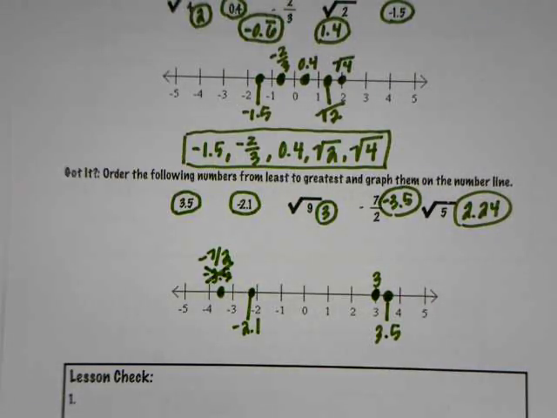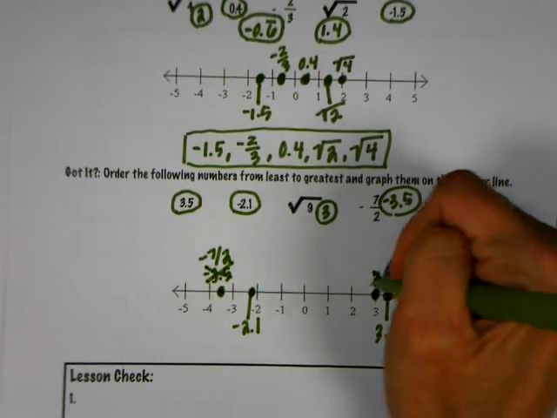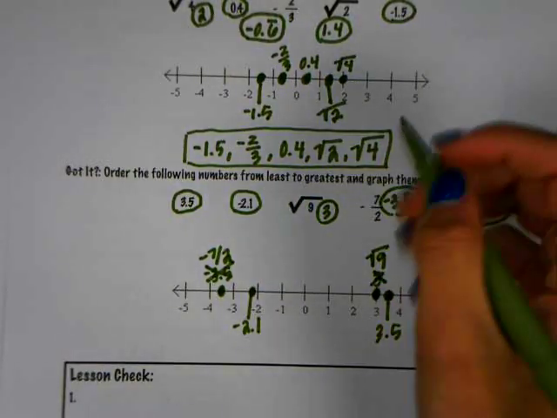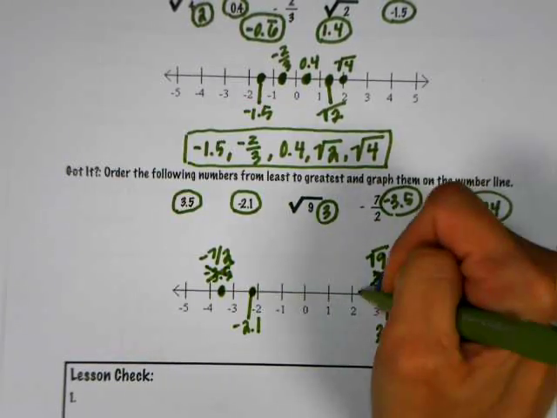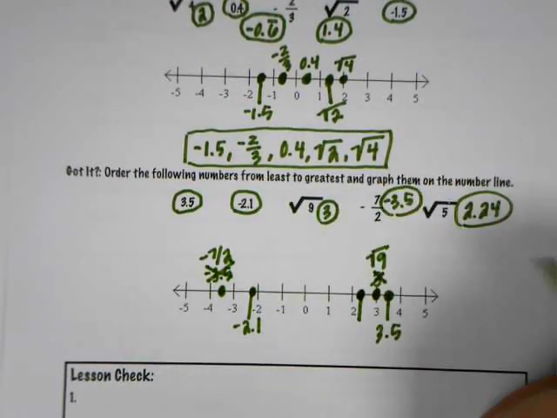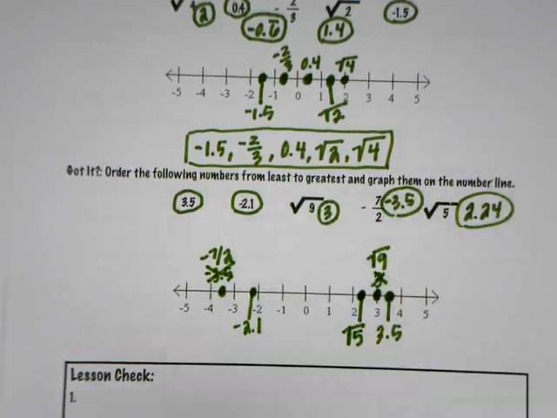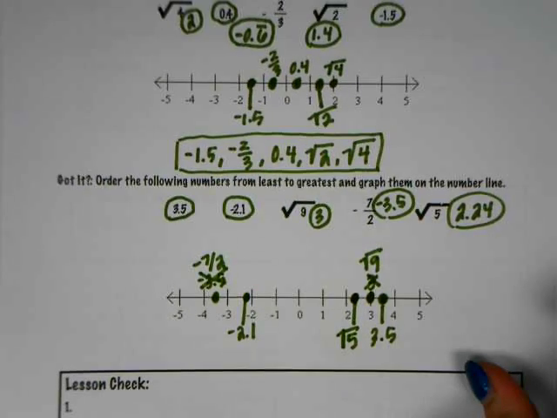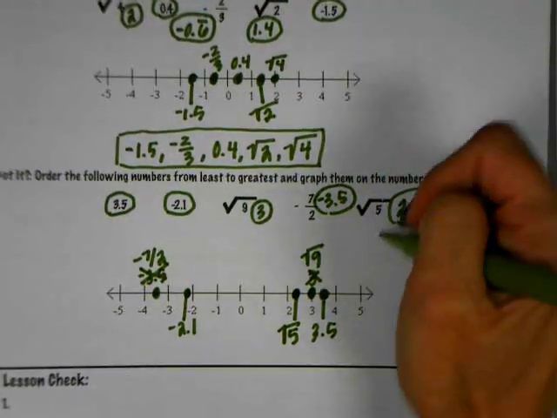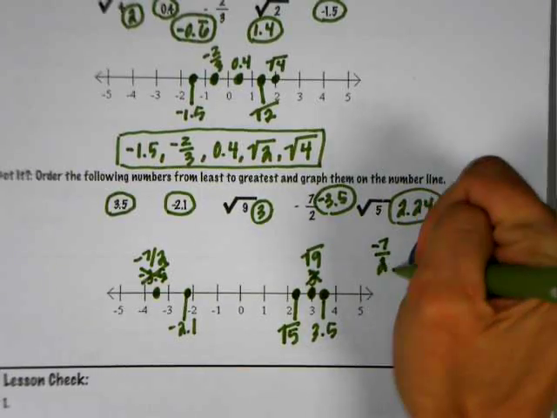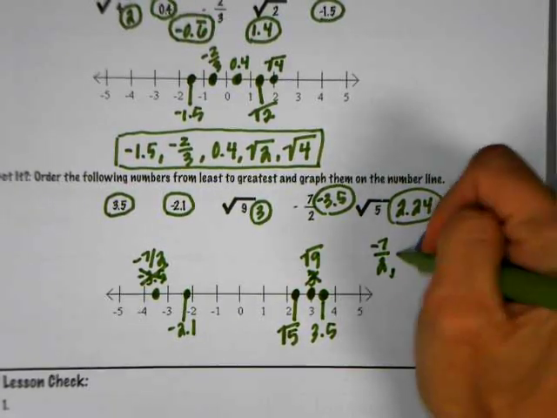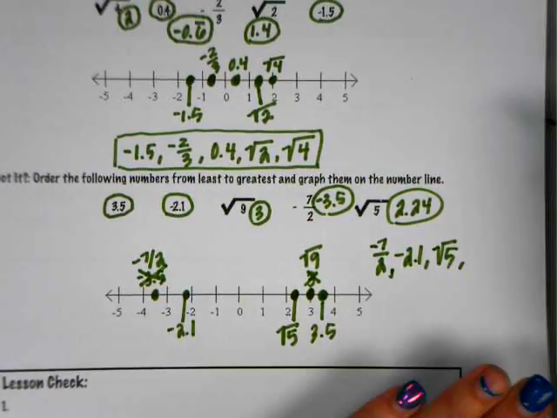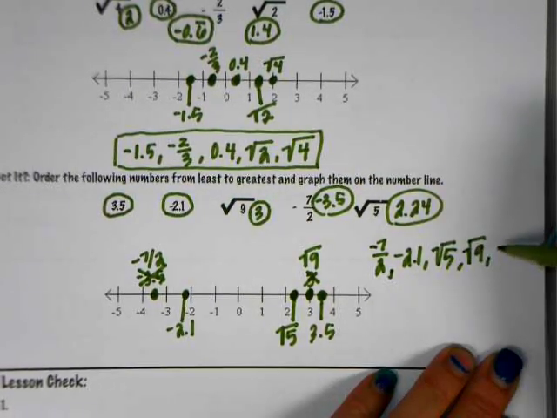And then this one should be square root of 9. See, I always forget to do that too. All right. And then square root of 5, so it's like 2.24. These are all so close to each other. So that's going to be the square root of 5. Okay. So the least to greatest order that you should have is negative 7 over 2. Then negative 2.1. Then square root of 5. Square root of 9. And then 3.5.